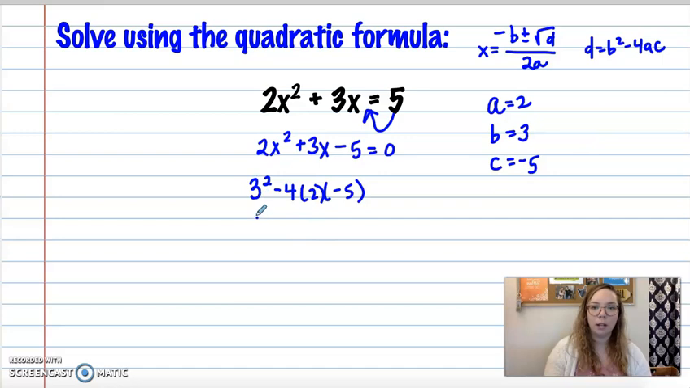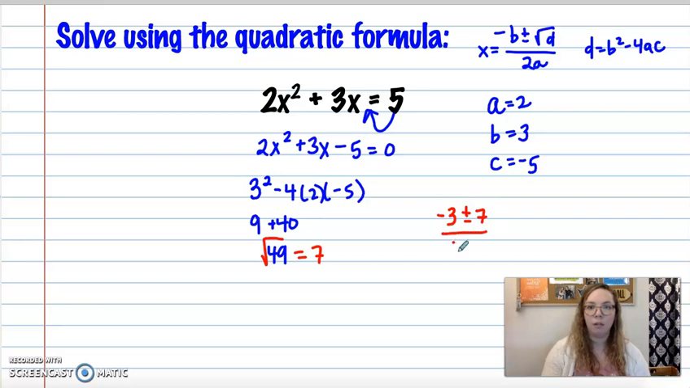All right, so 3 squared is 9, and then -8 times -5 is 40, so 49. And this is a perfect square, so that's nice. The square root of 49 will give us 7. So now we'll use this portion. The opposite of b would be -3, plus or minus 7 over 2 times 2. So -3 plus 7 will give us 4, divided by 4 will give us 1. And -3 minus 7 divided by 4 will give us -2.5. Okay, so there's our two solutions.